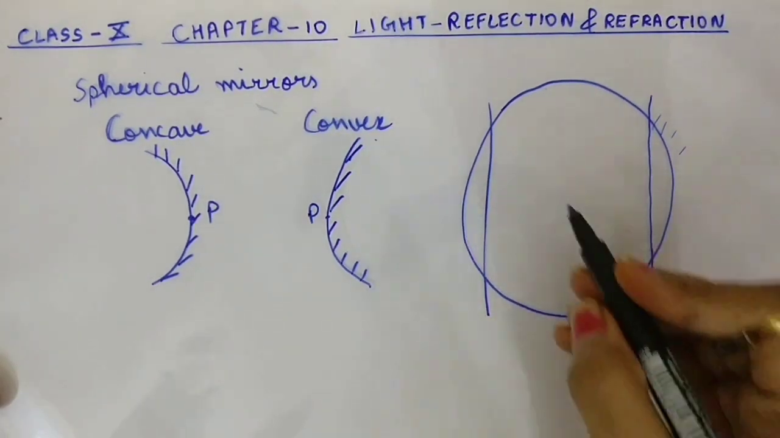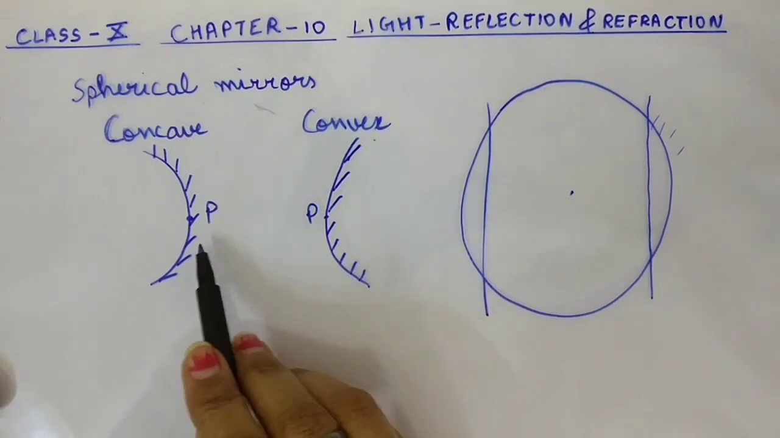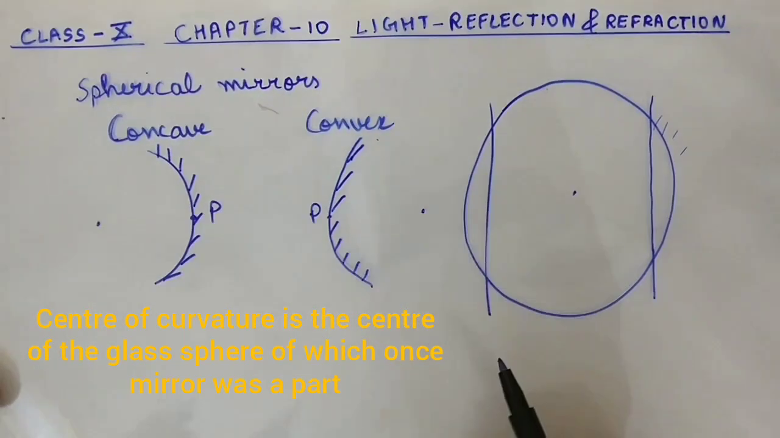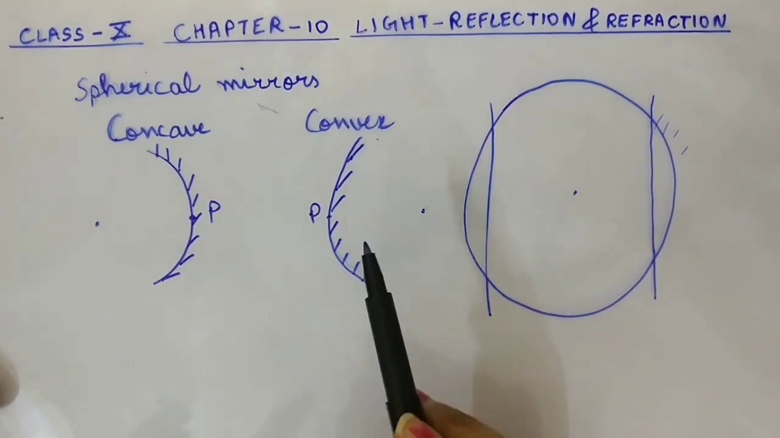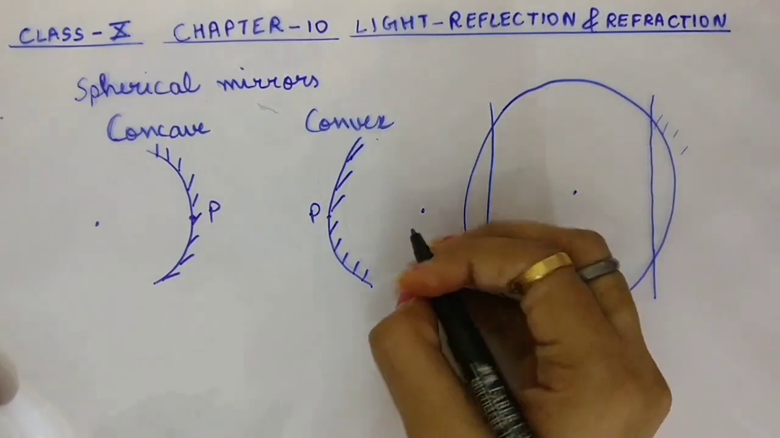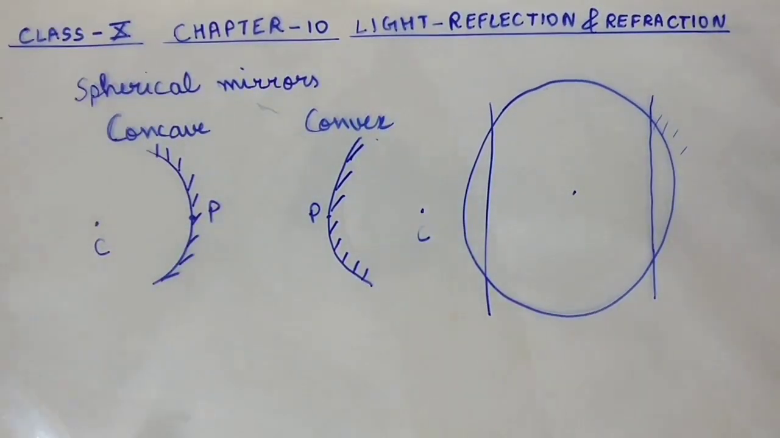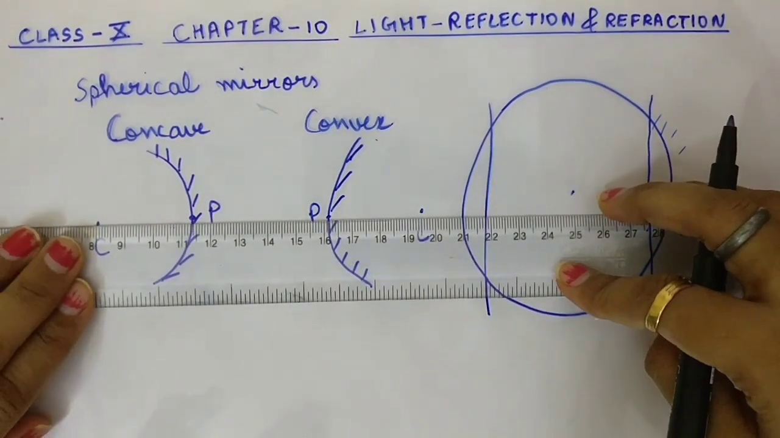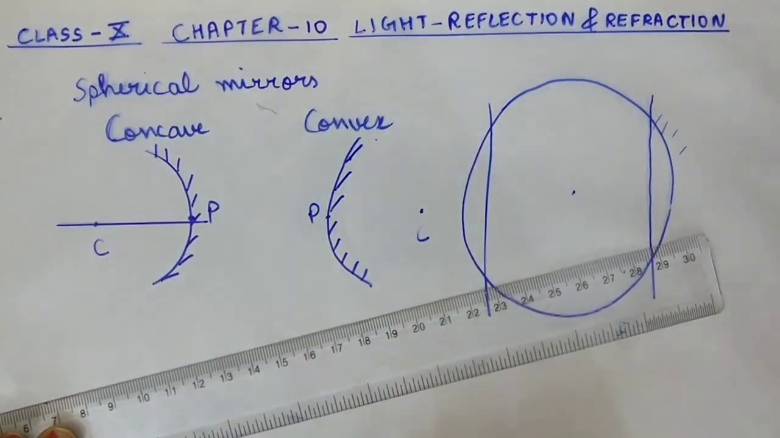Now hollow sphere has a center, right? So when we talk about mirrors, these centers are called center of curvature. Center of curvature is nothing but the center of the sphere of which the mirror was a part. Okay, so I can depict it by capital C. Now if I pass a straight line through these 2 points, center of curvature and pole of the mirror, this line is called principal axis.